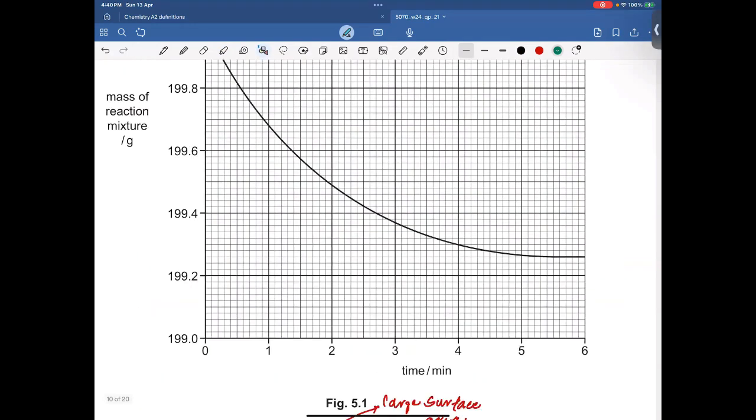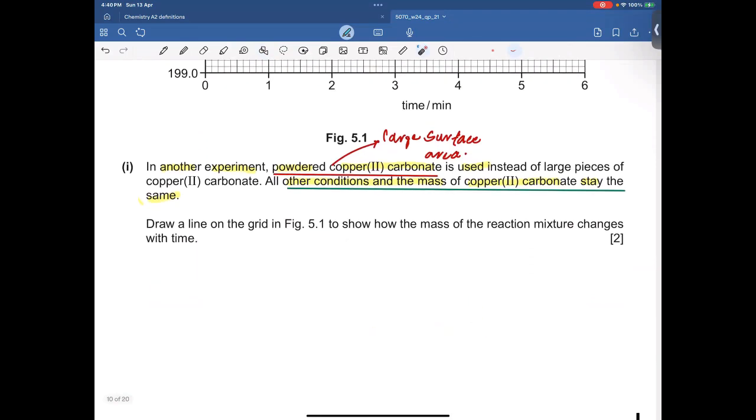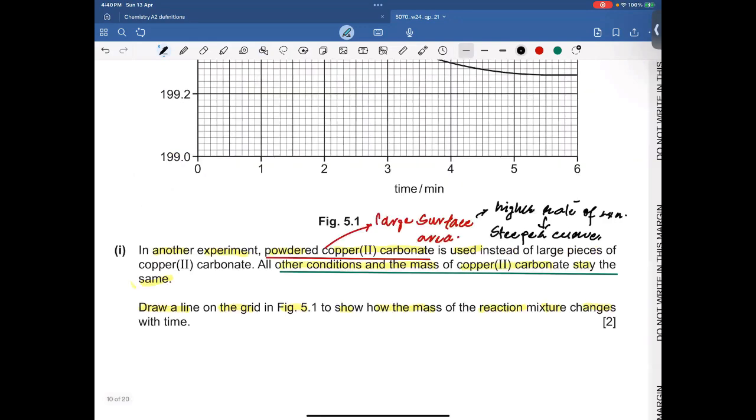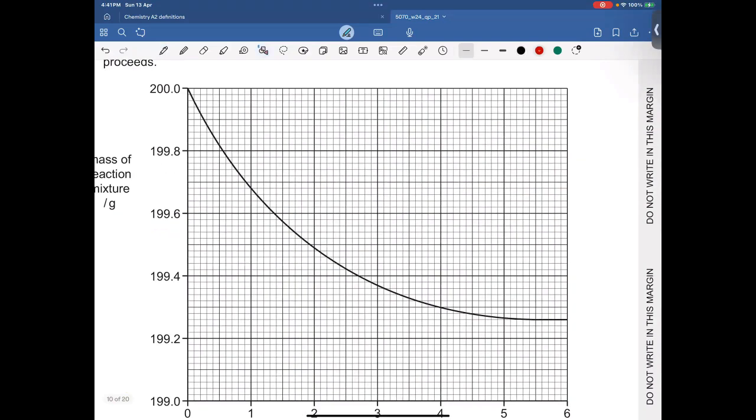If all other conditions are same, then it means the graph will complete at the same position, touching the same point. So draw a line on the grid in figure 5.2 to show how the mass of the reaction mixture changes. Since it has a large surface area, that means higher rate of reaction. If rate of reaction is higher, obviously a steeper curve would be obtained. So on the basis of that, the curve has to be like this.